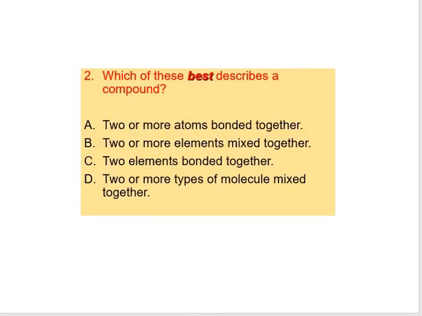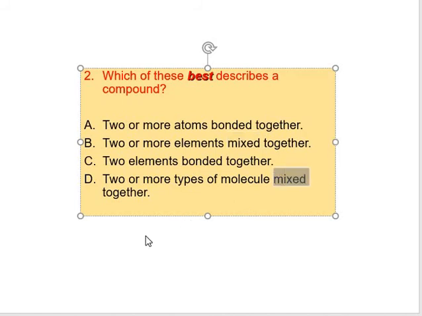Number 2, which of these best describes a compound? Is it 2 or more atoms bonded together? Is it 2 or more elements mixed together? Is it 2 elements bonded together? Or is it two or more types of molecules mixed together? A, B, C, or D?